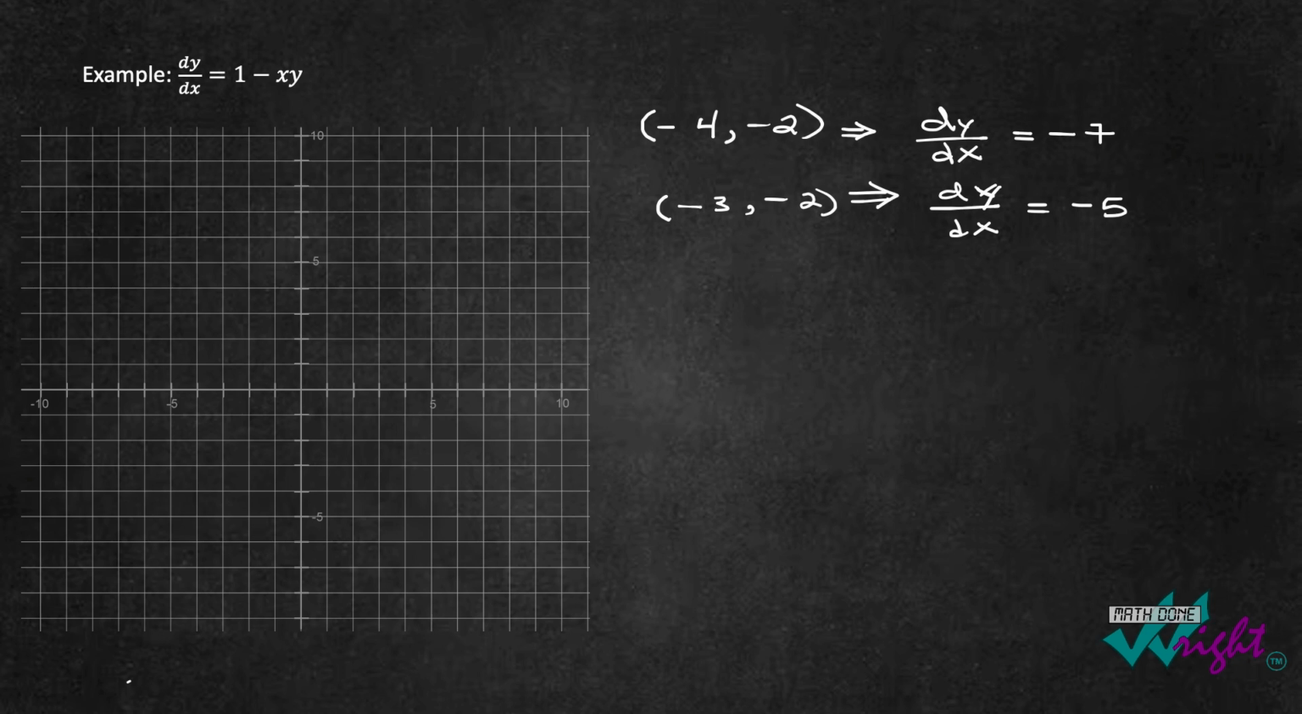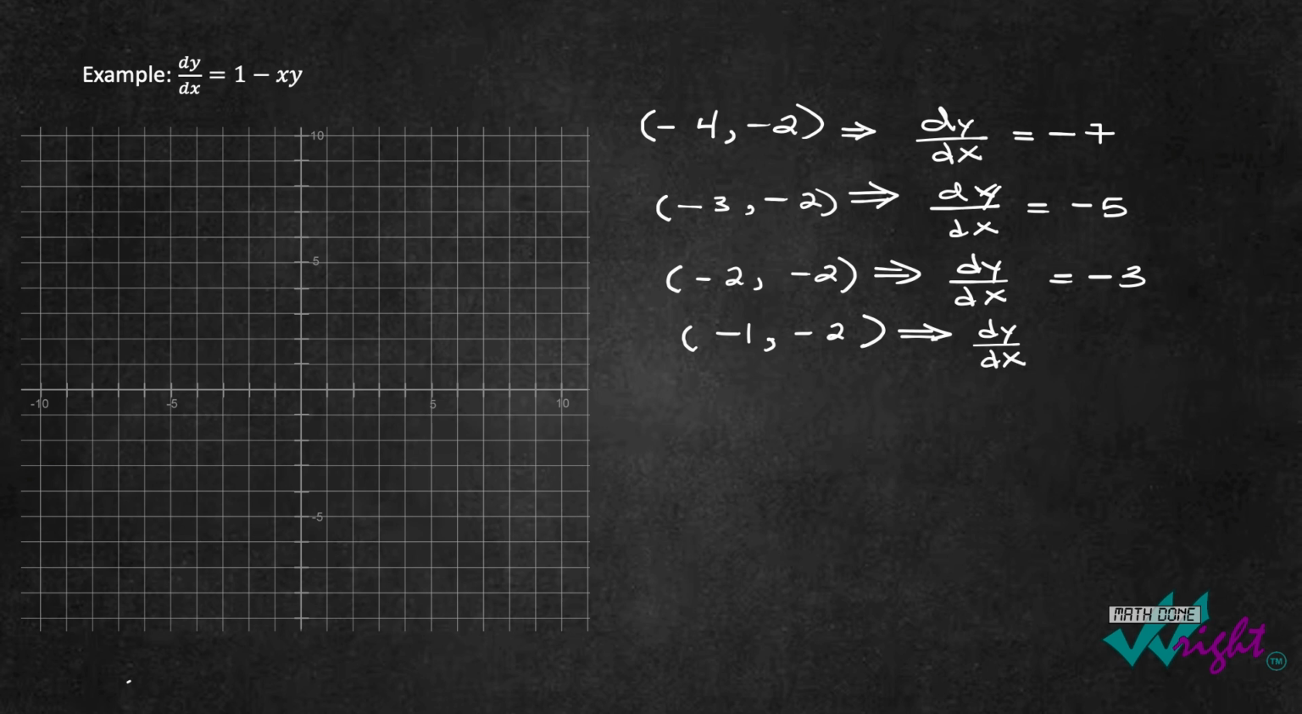And then I am going to substitute in -2, comma, -2. That gives me dy dx equal to -3. Then I'm going to choose -1, comma, -2. That gives me dy dx equal to -1. And I'm going to now move into the origin, which is simply 0, 0.